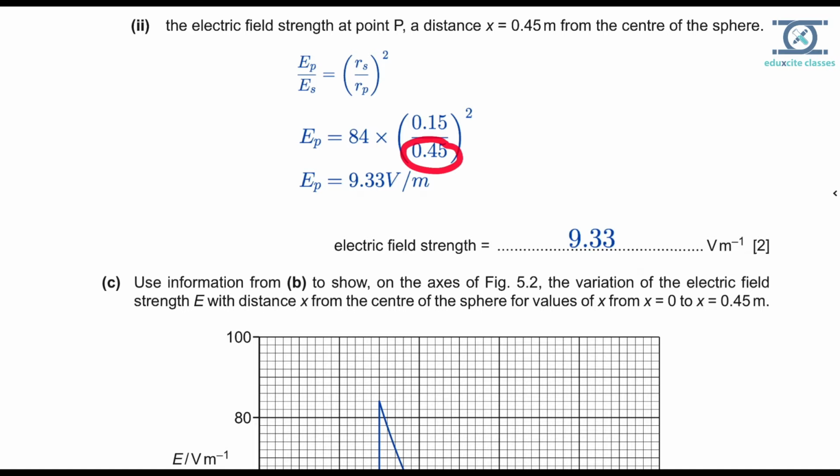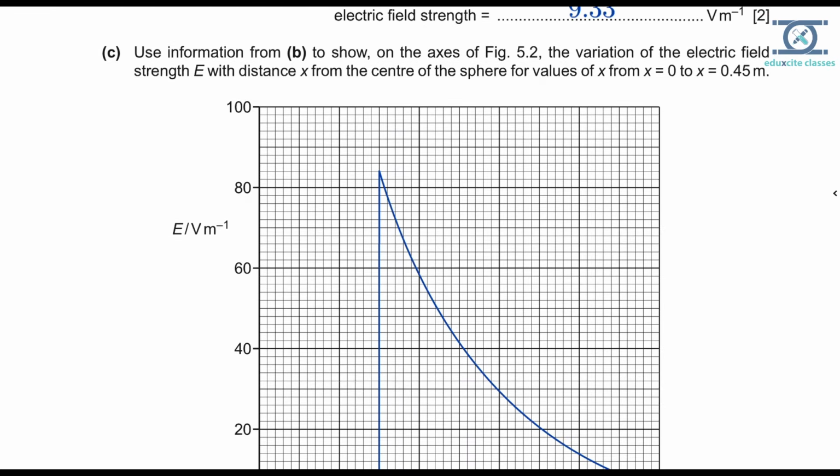So the distance is already given, 0.45 from the center, and 0.15 is the radius. The rest all gets cancelled out. And ES is 84, which is given in the question. So EP, that is, at point P, the electric field strength is 9.33 volt per meter. So 1 mark for the relation between the point P and the point at the surface, and 1 mark for the correct answer. Now use the information to show on the axis the variation of the electric field E with distance x.